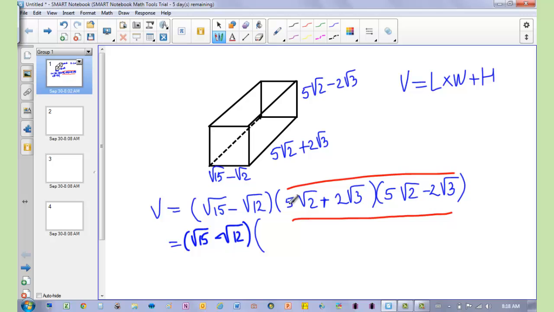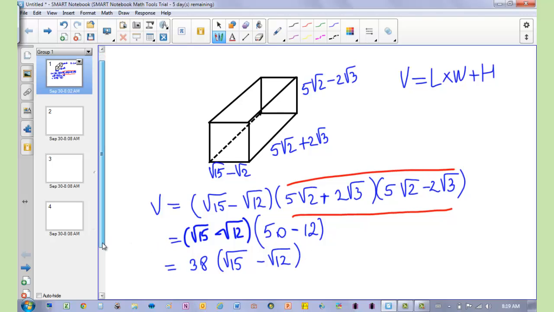So a squared is 5 squared times 2, which is 25 times 2 is 50, minus 2 squared times 3, or 4 times 3, which is 12. Now 50 minus 12 is 38 times radical 15 minus radical 12.